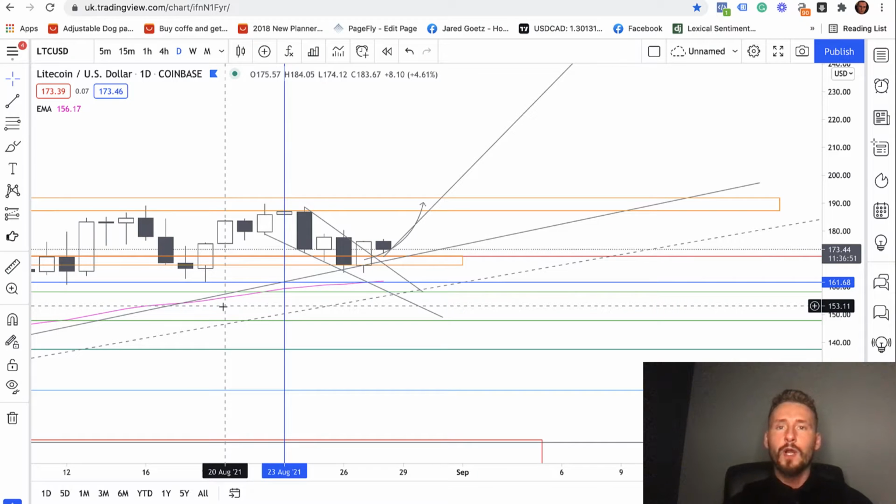Hey guys, we're going to do some quick analysis on LTCUSD. There's something that we noticed that would have been beneficial explaining in detail in a small little video like this. So that's what we're going to do right now.